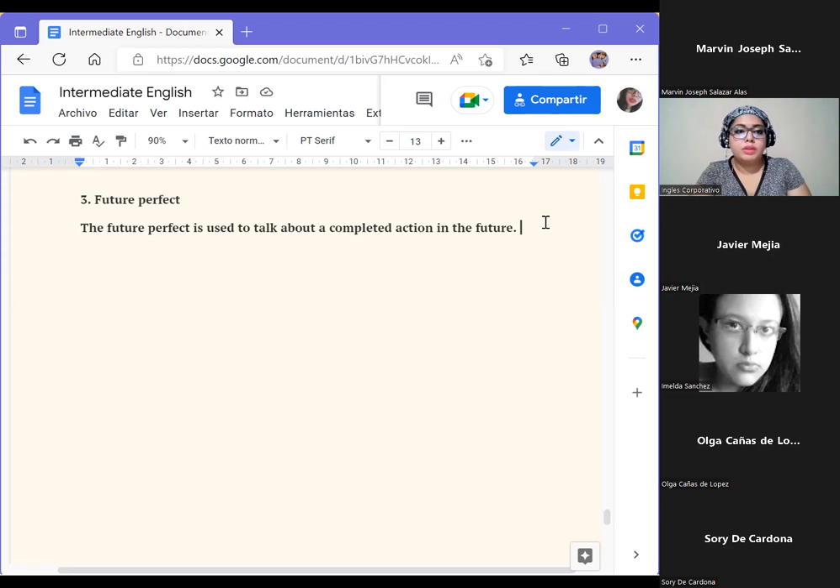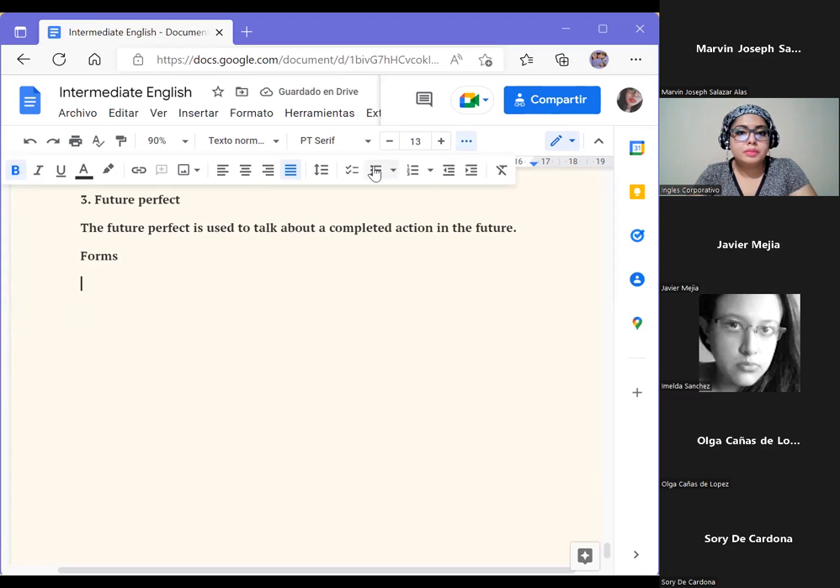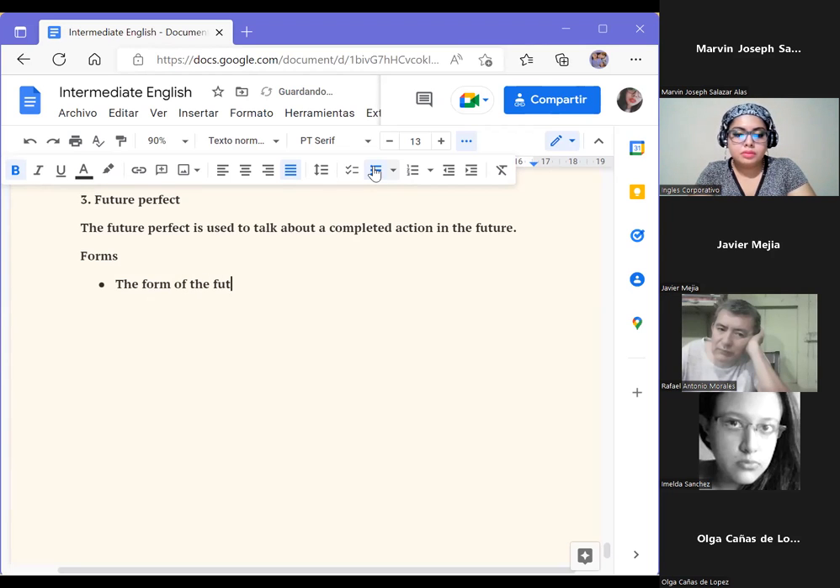So, we are going to see the forms for this part of the tense. And we have the number one. Number one, and it says, the form of the future perfect is will, won't, plus have, plus past participle. Will or won't, if we are going to write some sentences in negative, plus have, plus past participle.